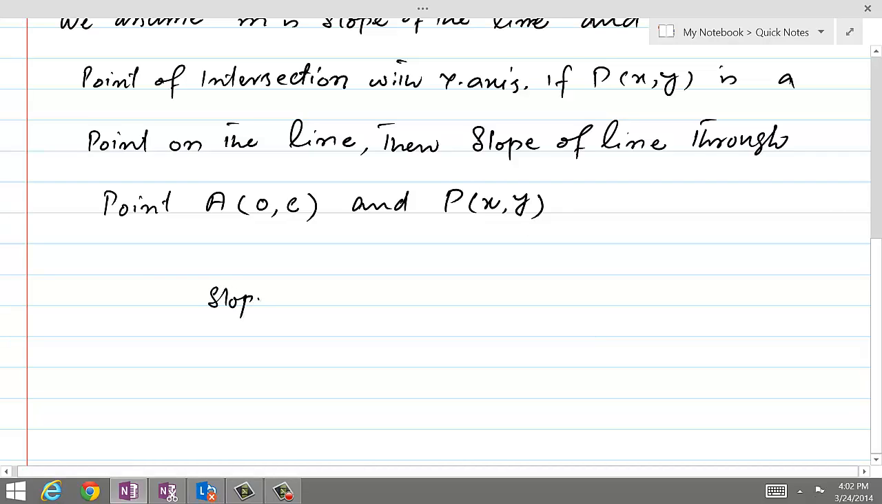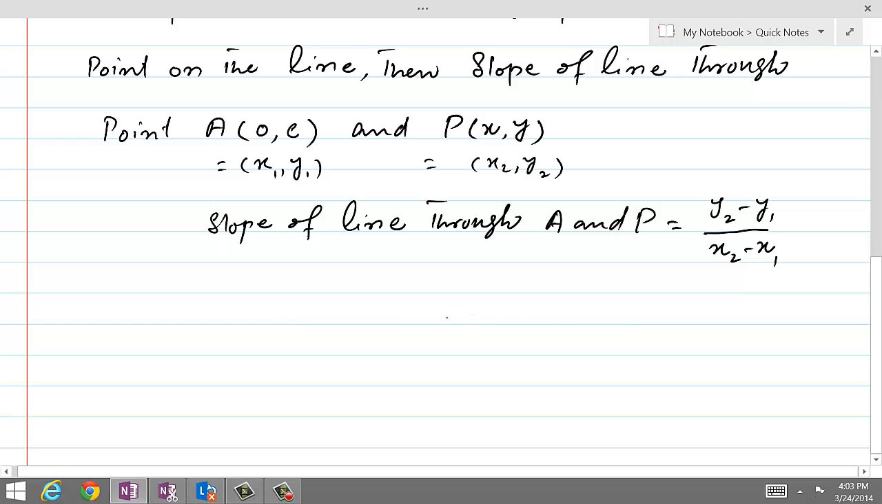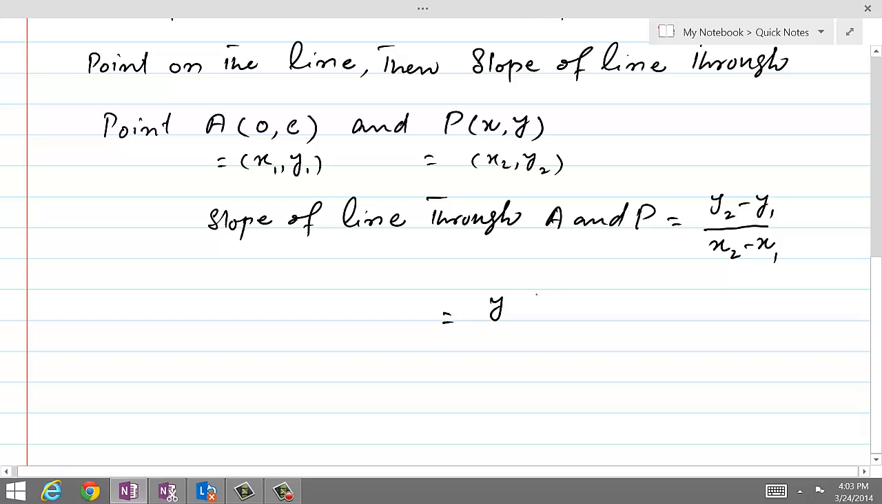Slope of line through A and P is, what is the formula for finding slope of the line when 2 points are given, is y2 minus y1 over x2 minus x1, where x1, y1 are coordinates of the first point, and x2, y2 are coordinates of the second point. This is the formula we have already established. So slope of the line would be equal to, by substituting the values of y2, y1, x2 and x1, y minus c over x minus 0. Let's call this as 1.